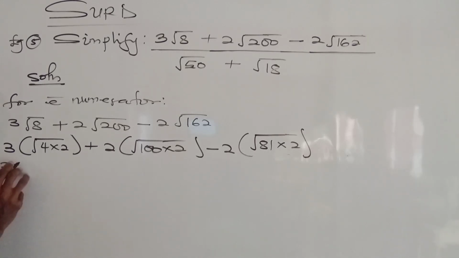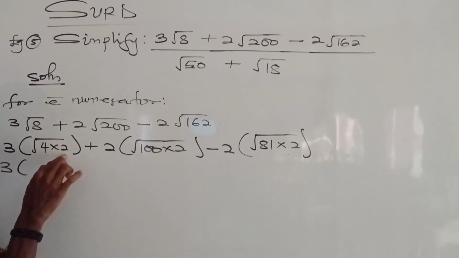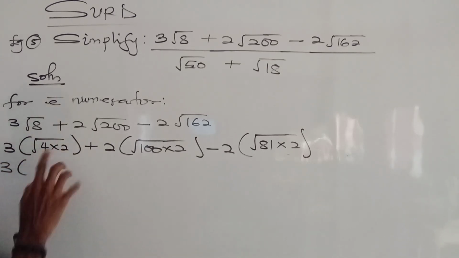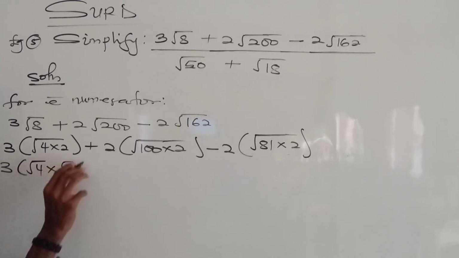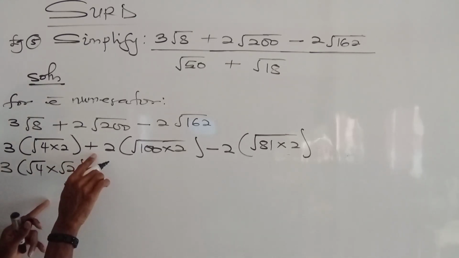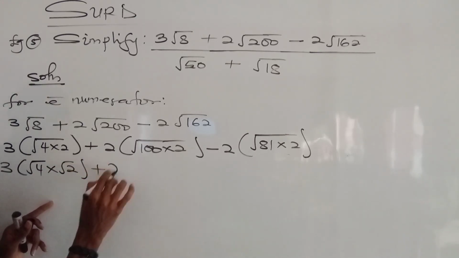Okay, so now let's go ahead and simplify further. Repeat your 3, which is here. Bring your bracket. We've learned that the square root affects everything down here. So the square root will affect the 4 and also affect the 2. So we can separate them by writing it as square root of 4 times square root of 2. Then you close your bracket. Bring your plus, which is here, and bring your 2, which is here.